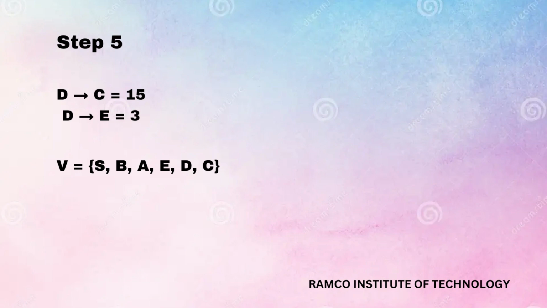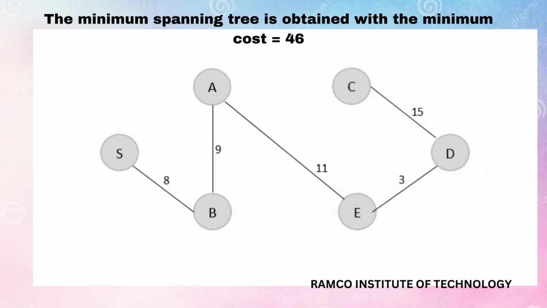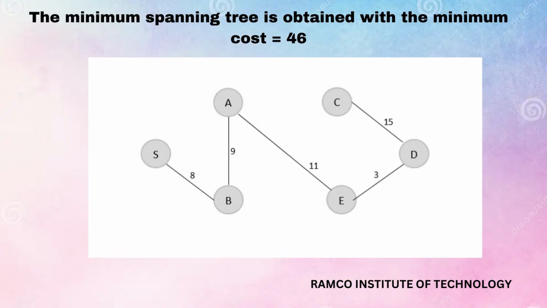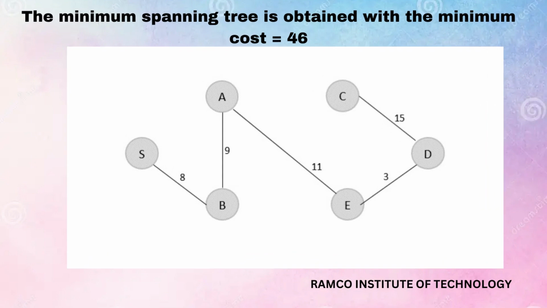The edge C, the vertices D and E, C is added to the output graph. So V is equal to S, B, A, E, D, C. All the visited vertices should be added into the output array. All the edges should be added into the output spanning tree. Without forming cycle, we need to create the subgraph.